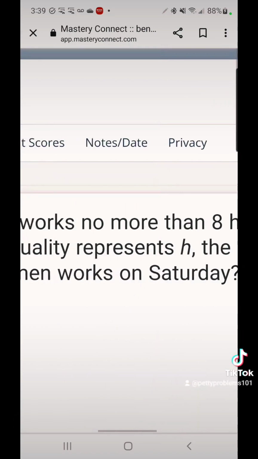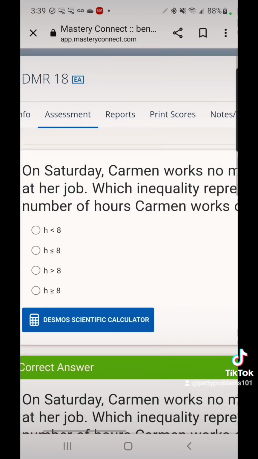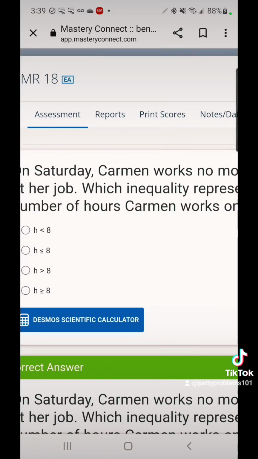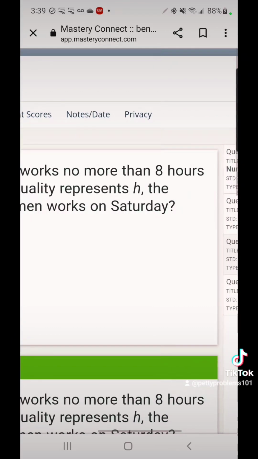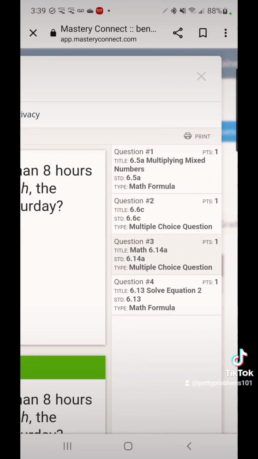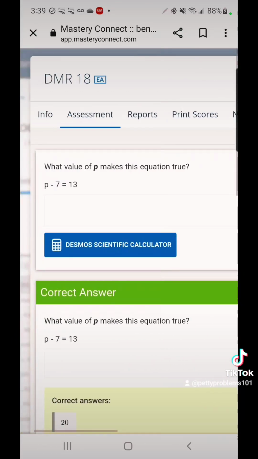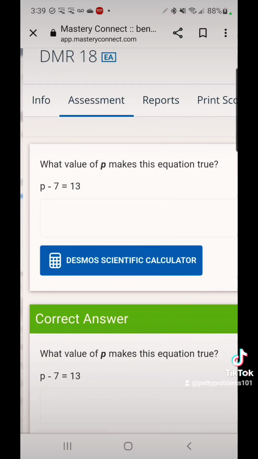The third question is inequality, which you need to pay special attention to the words and whether it is greater than or equal to, less than or equal to, or greater than or less than. And the last question is a one-step equation where you need to simplify by isolating the variable, solving for p, and performing the inverse operation to get the variable by itself, and you can add 7 to both sides.